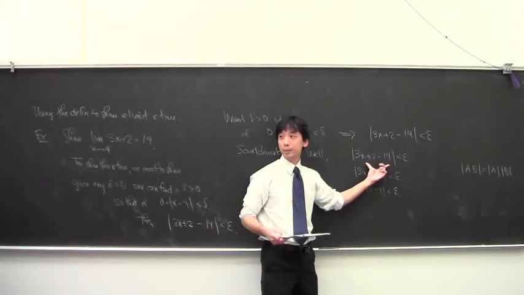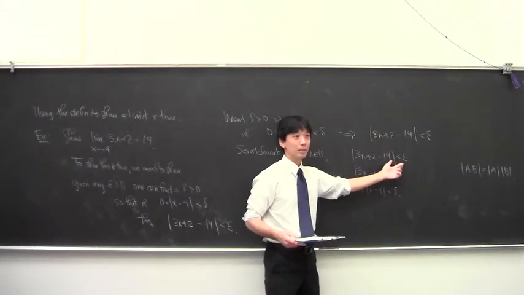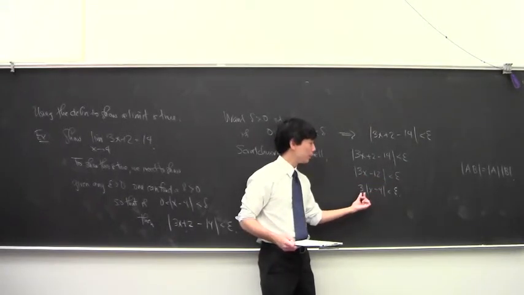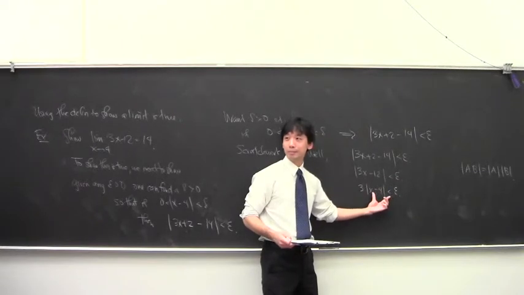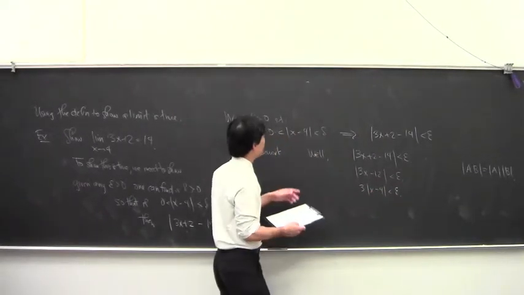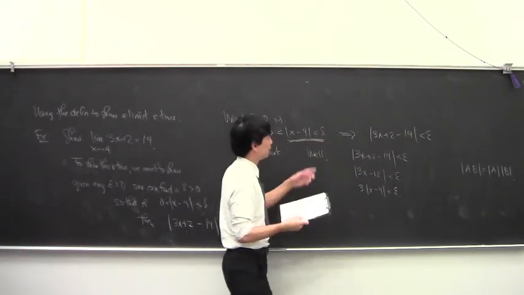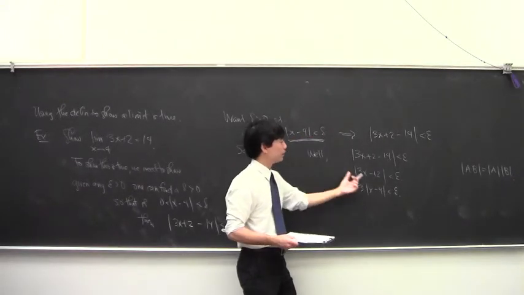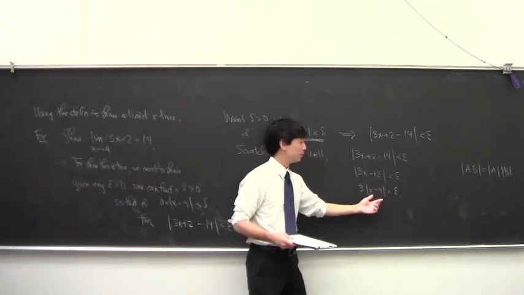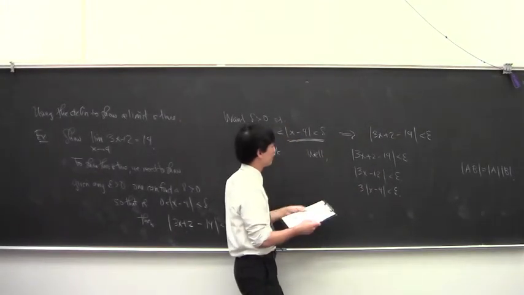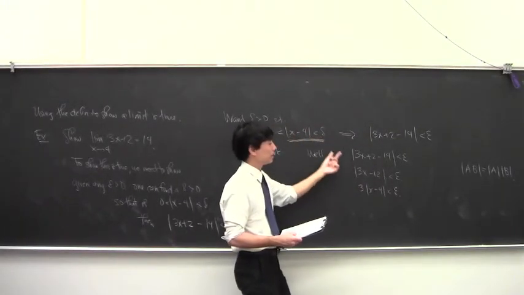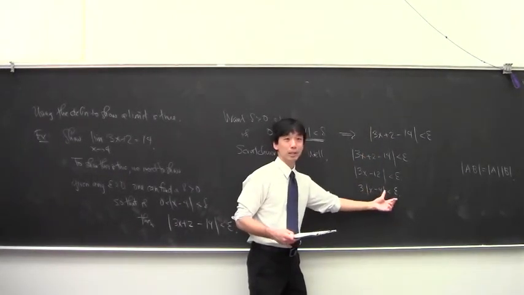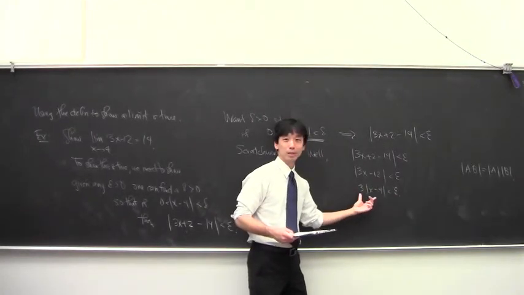So let's look at this thing up here. The absolute value of 3x plus 2 minus 14 is less than epsilon. That's the same thing as the absolute value of 3x minus 12 being less than epsilon. I pull the 3 out: 3 times the absolute value of x minus 4 is less than epsilon. So what should my delta be to ensure that if this is less than delta, then this is less than epsilon? If the absolute value of x minus 4 is less than epsilon over 3, then 3 times x minus 4 will be less than epsilon.